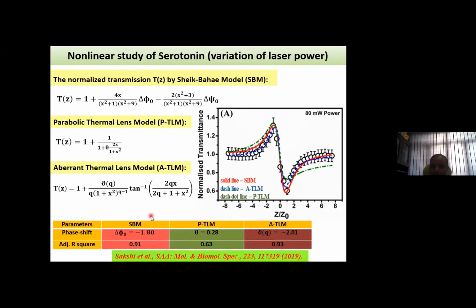Because we have shown the thermal lens model, which is basically for thermal nonlinearity or other types of nonlinearity, this is a slightly better model compared to Sheik-Bahae. Sheik-Bahae works very nicely with respect to pure optical nonlinearity, no doubt about it. But when you have a thermal contribution, I always prefer to use this aberrant thermal lensing model, which was proposed by Falconer and slightly modified by us under steady state.